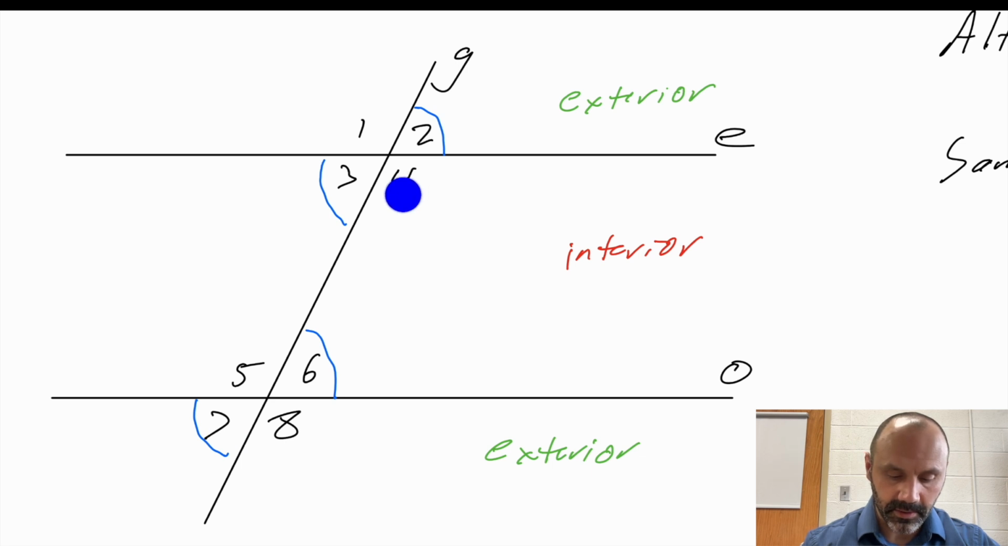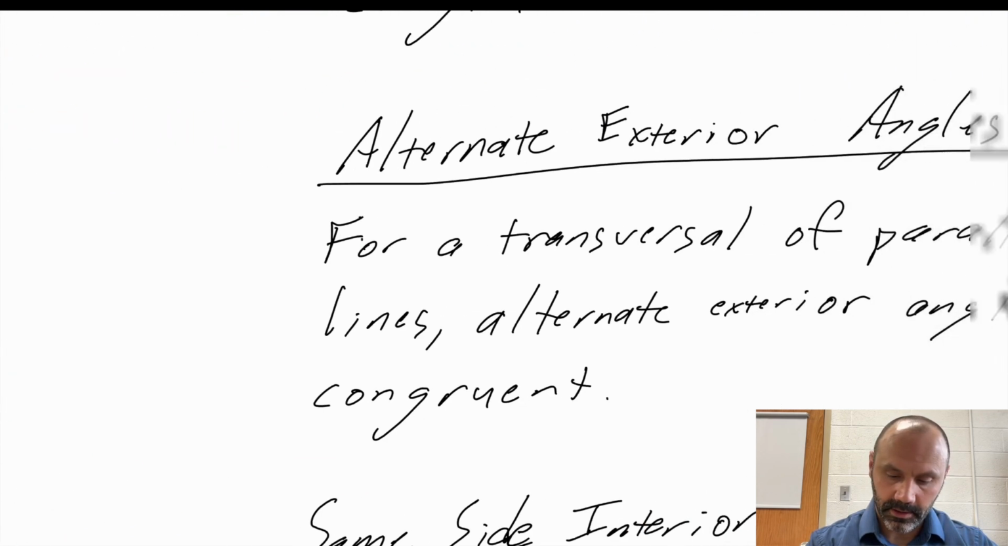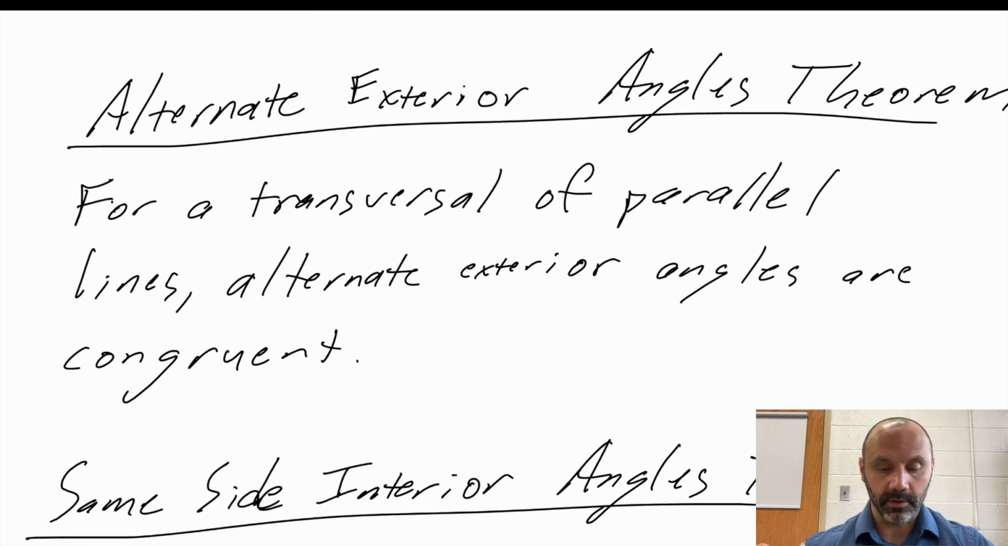You know, you could do the same thing, by the way, with 4 and 8, and then get 1, 4, 5, and 8, and see if this relationship holds for those too. But in this case, we're looking at 2 and 7. Those are alternate exterior angles. They're both in the exterior region, on alternate sides of the transversal. And so that leads us to the next theorem, which tells us that for a transversal of parallel lines, alternate exterior angles are congruent. Very good, right?